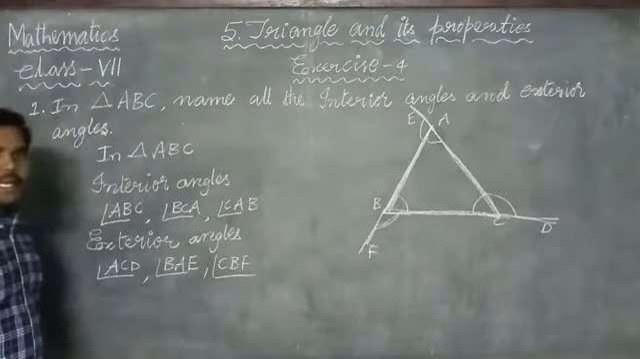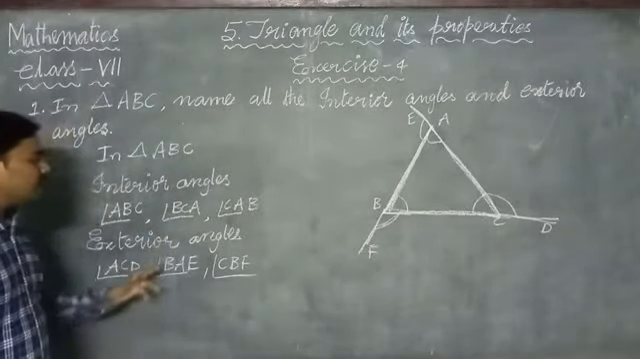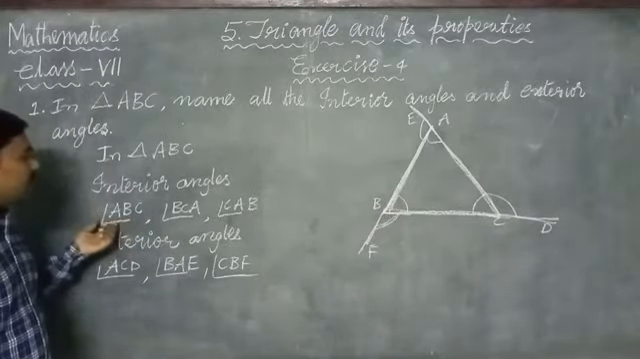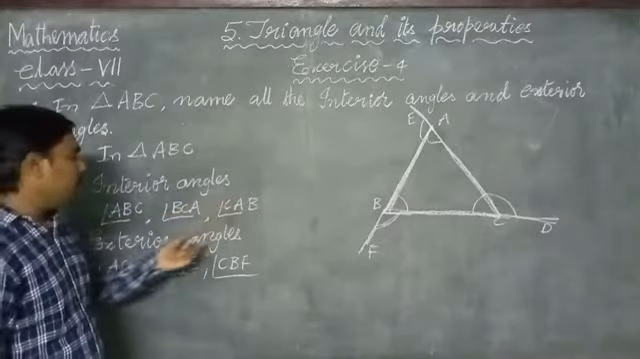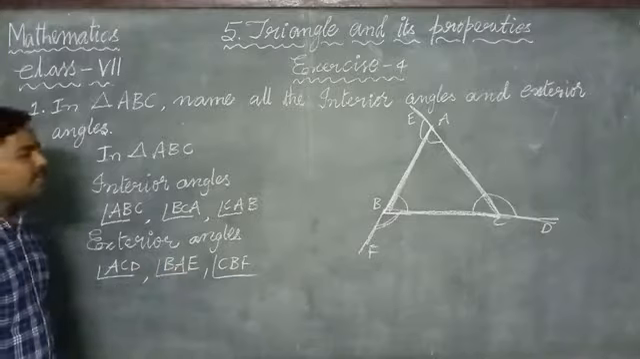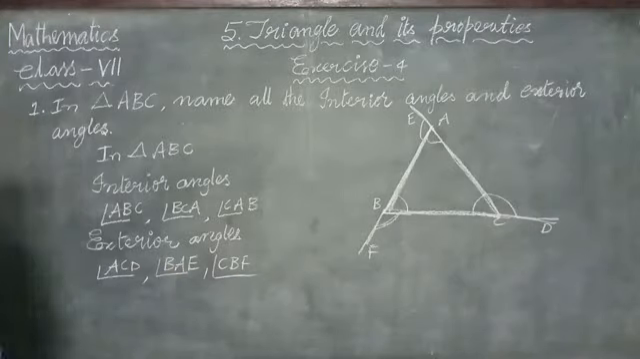Here any triangle has 3 interior angles and 3 exterior angles. Okay, in triangle ABC the interior angles are angle ABC, angle BCA and angle CAB, and the exterior angles are angle ACD, angle BAE and angle CBF. Okay, now let us see the second problem.